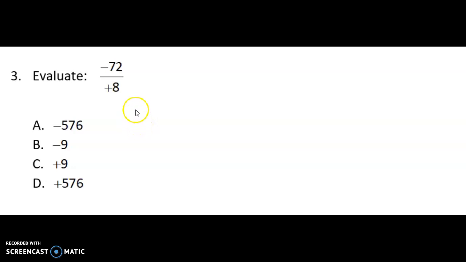In this question, we have to evaluate what negative 72 divided by positive 8 would be. So keep in mind when we're dividing, that means we're going to try to divide 72 into groups of 8. So thinking about that, there's a couple of ways I could do it.